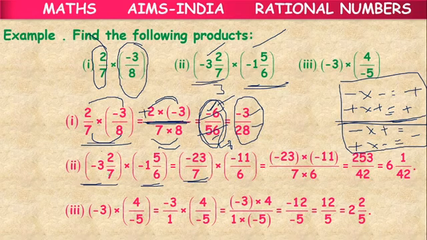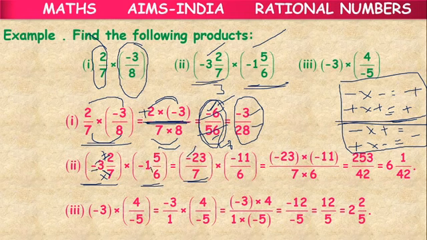7. How to change 7 3 times? 7 times 3 is 21. We have to multiply 7 by 3, then 21 plus 2, we have to add. First we have to multiply, then we have to add. 7 times 3 is 21, plus 2, 23 by 7. The symbol should be the same as the given rational number. So minus 23 by 7.